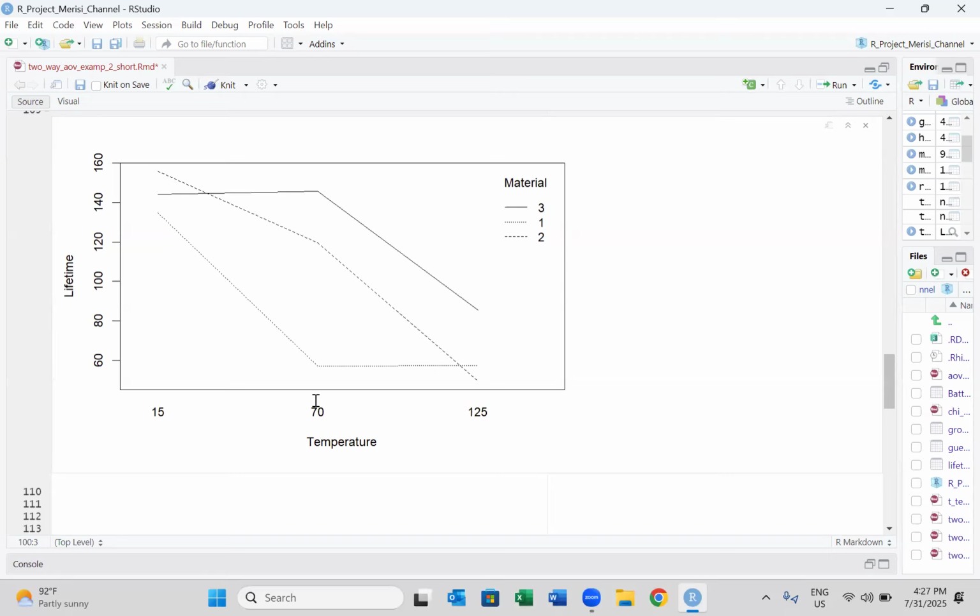And you're going to observe the same kind of pattern if you try to see what happens when we change temperature from 70 to 125. One thing happens when the material is 1, the dotted line, and a totally different thing happens when the material is 2 and 3. So that plot shows a clear presence of interaction.